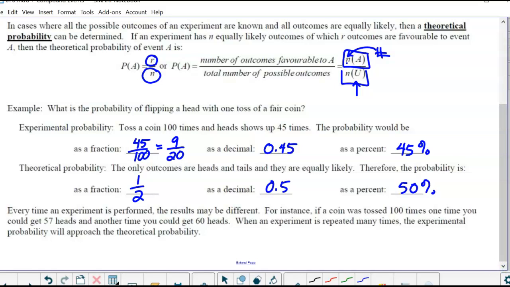And that's what it just said here. Every time an experiment is performed, the results may be different. For instance, if a coin was tossed 100 times one time, you could get 57 heads. Another time you get 60. When an experiment is repeated many times, the experimental probability will approach the theoretical probability. Okay.